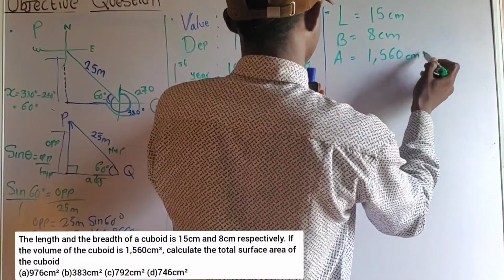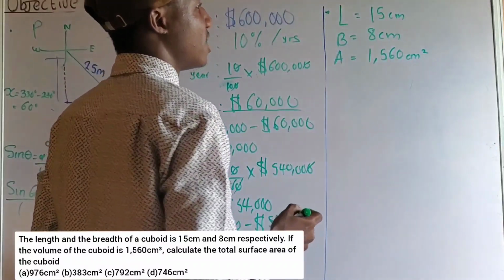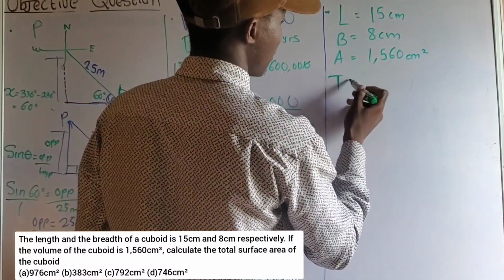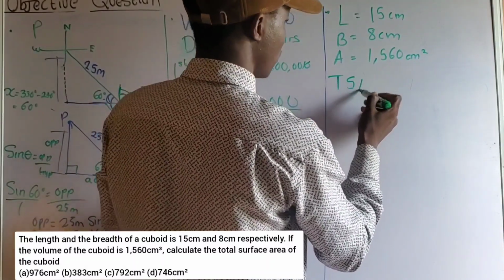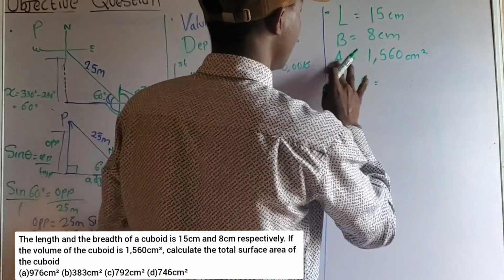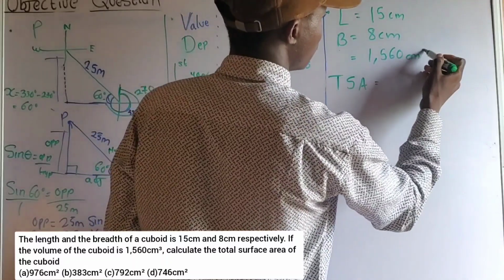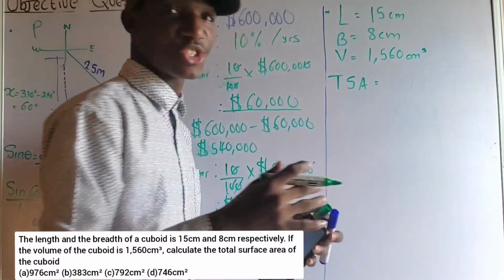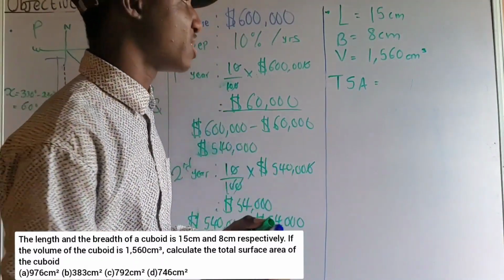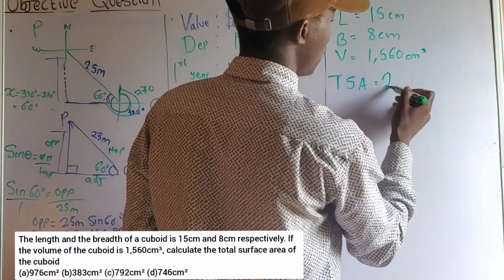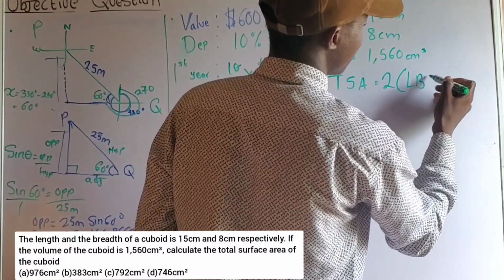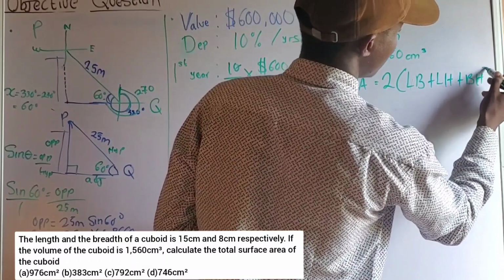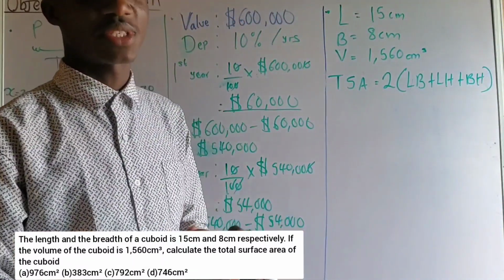The volume of the cuboid is 1560 centimeter cube. Now, the total surface area of a cuboid is given by this formula. Please pay attention. The total surface area of a cuboid is given by 2 multiplied by length times breadth plus length times height plus breadth times height. This is the formula for calculating the total surface area of a cuboid.